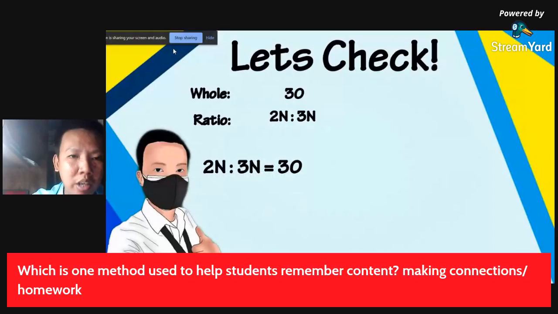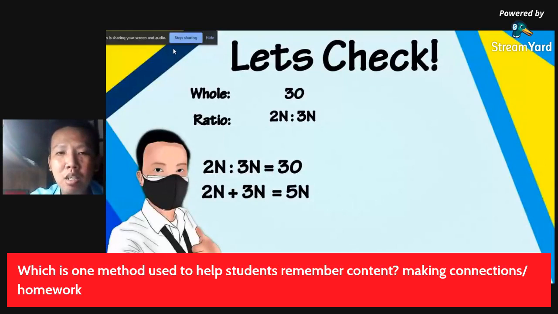So we have 2 is to 3 equals 30, or 2n is to 3n equals 30. Why did I put n? Because remember, we are looking for the number of marbles that Pedro and Juan will receive based on the given ratio. So still, there is a missing term. To solve this, we add the given ratio. So we have 2n plus 3n will give us 5n.